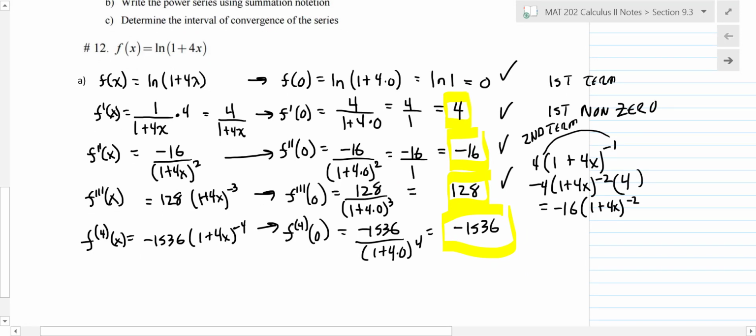So what I did so far is it's a Maclaurin series. That's why I am centering it at 0. And I'm doing 4 derivatives. We wanted 4 non-zero terms. The first one turned out to be 0, so we ignored that. So now we're going to go ahead and build that.